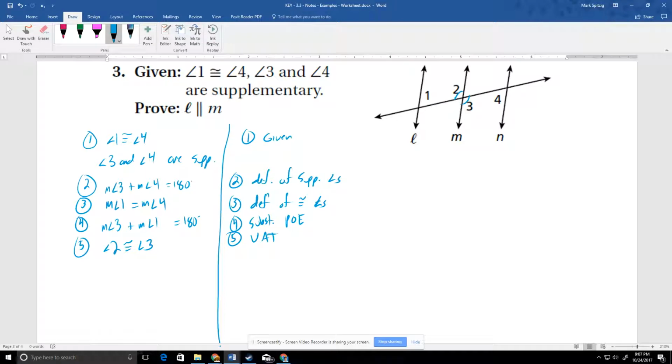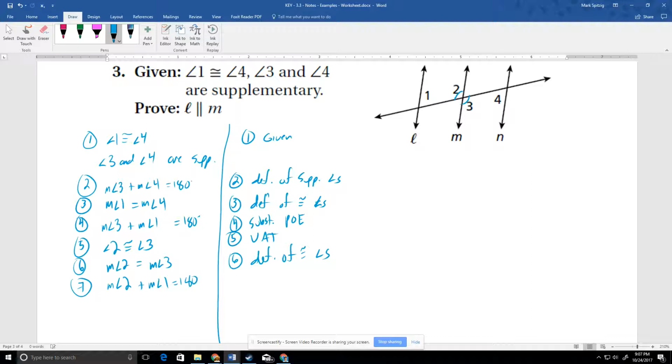Okay. Now if I want to substitute that in, I can't substitute it into my equation like this. I first have to say that because they're congruent, the measure of angle 2 is equal to the measure of angle 3. And that's because of the definition of congruent angles. And so now I can take step 6 and substitute it into step 4. So we'll say the measure of angle 2, because I'm replacing 3 with 2, plus the measure of angle 1 equals 180.